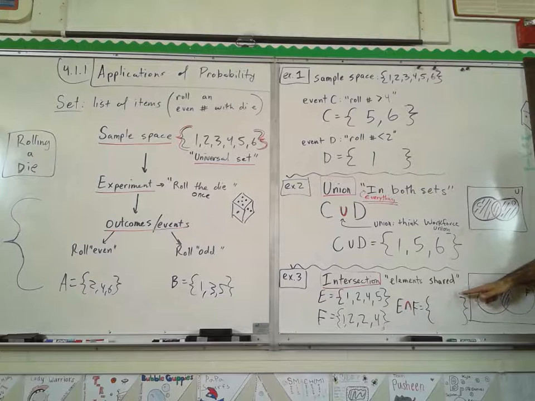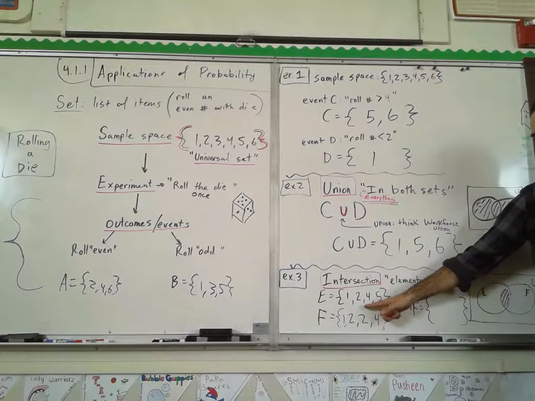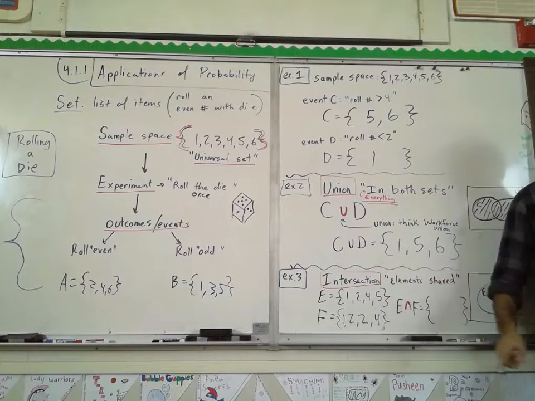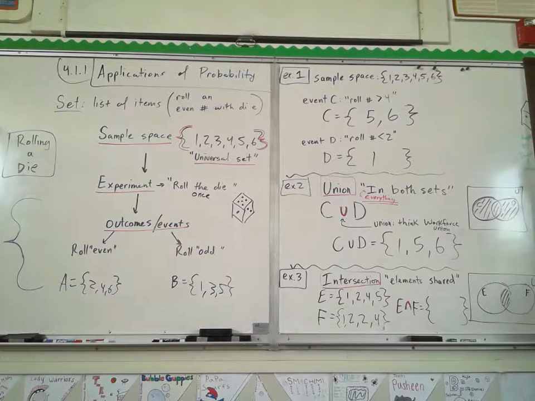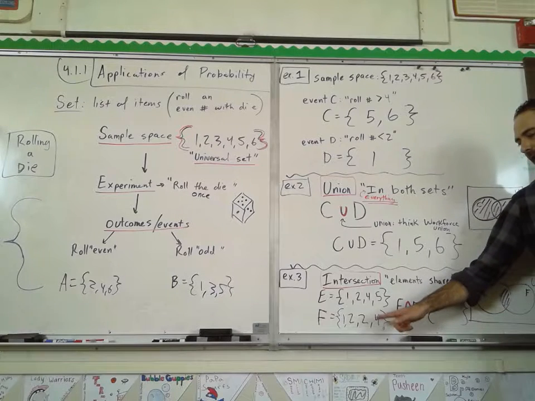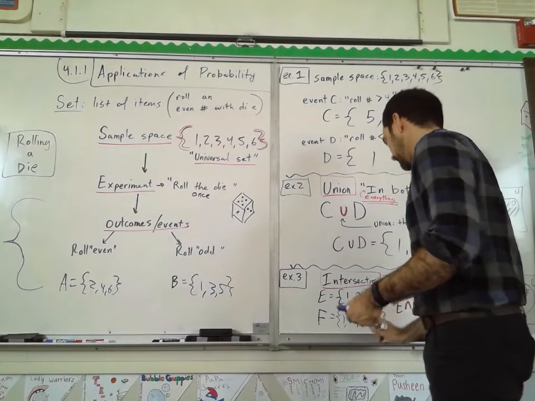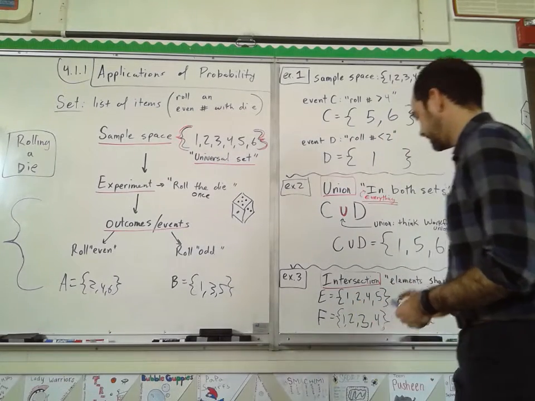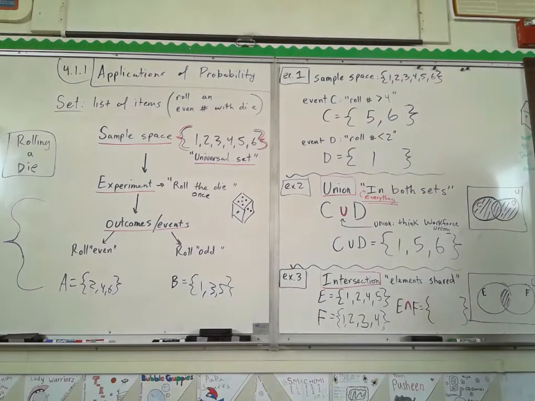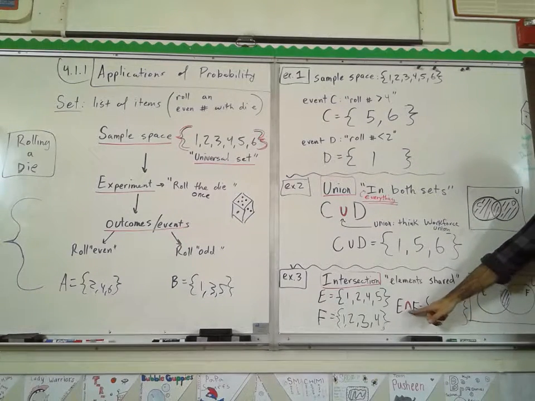I have a set E. I'll read off the set. E is equal to 1, 2, 4, and 5. Set F is equal to 1, 2. Actually, I'm going to make this 1, 2, 3, and 4. And what I'm looking for now is the intersection, this symbol down.